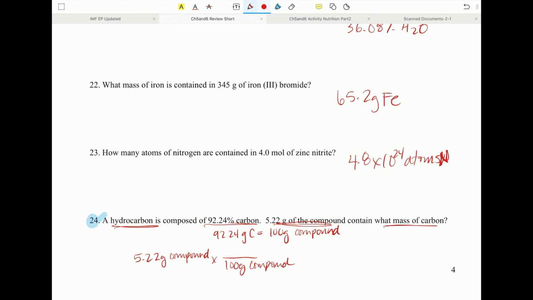So the question says I'm starting from 5.22 grams of the compound, and I want to get to carbon, so I just need to make sure I use my conversion factor correctly. Some of you guys mixed that up on the quiz because you didn't pay attention to units, right? So make sure that you're always writing your units. That is key and clearly something I will be looking for and grading.